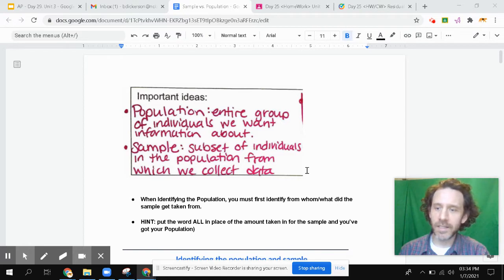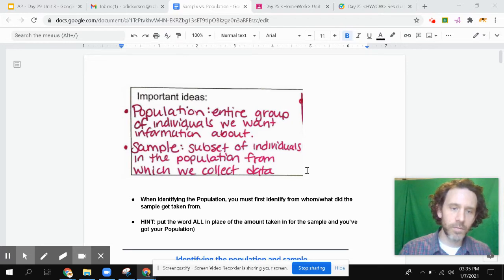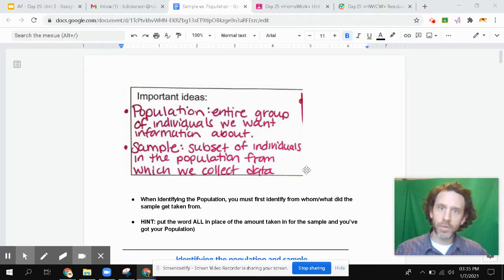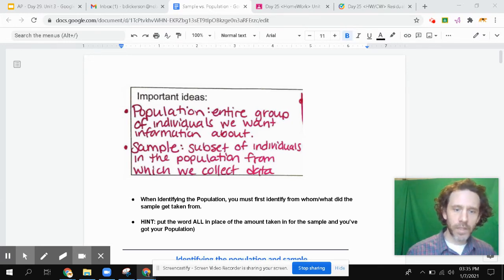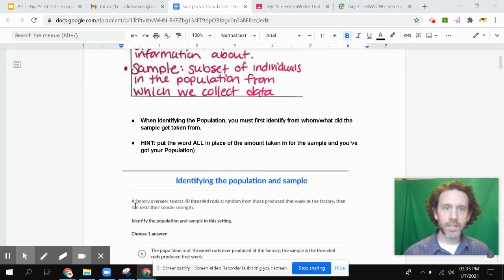So what's the key? There's a definition here. When we think about population, that's the entire group of individuals we want information about. And then a sample would be the subset of individuals in the population from which we collect data. So those are the people that we actually get the data on. We take a little smaller group from the population and we collect the data from those people. That's the sample.